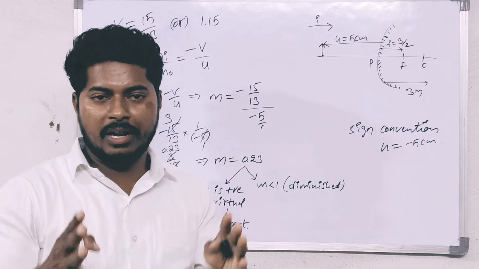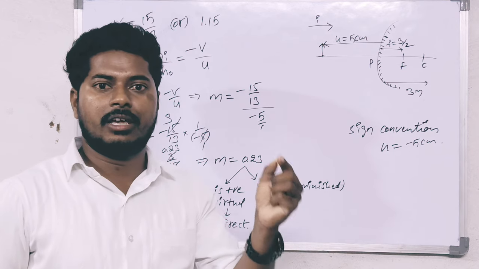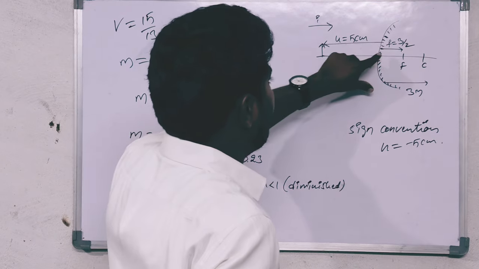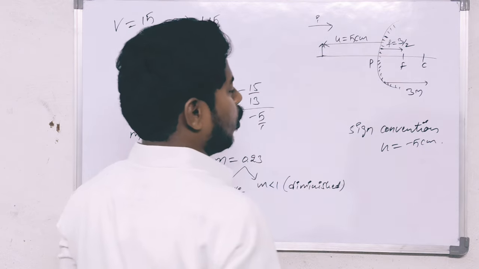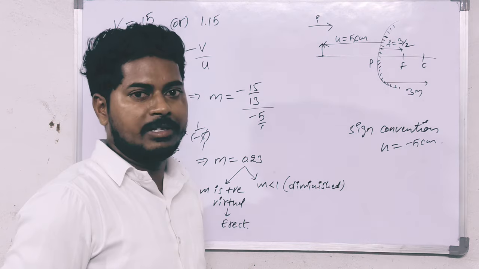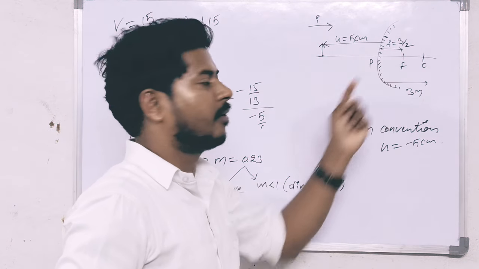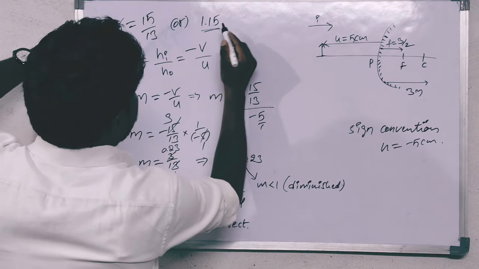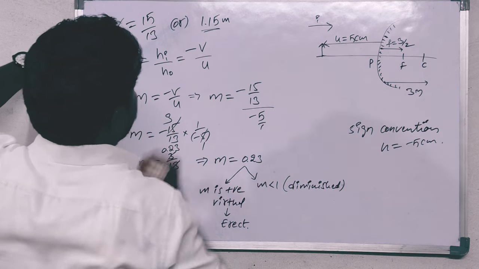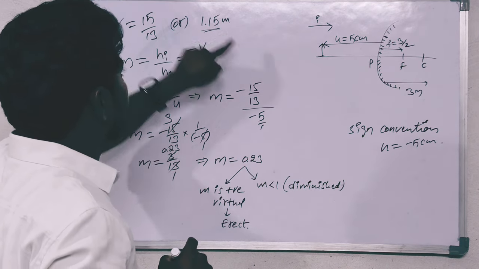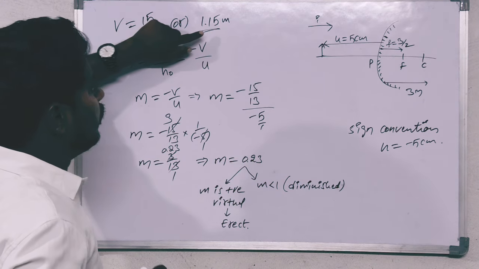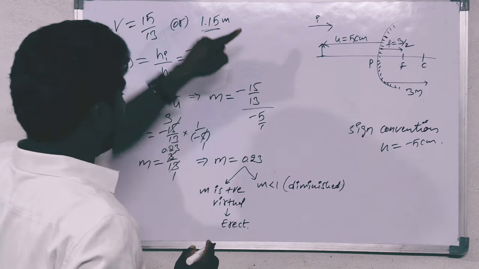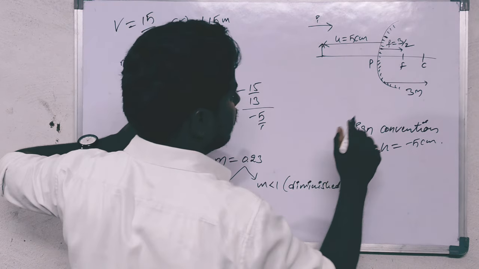Let the object be placed anywhere in front of the convex mirror, the image is always going to be formed behind the mirror. Let me check whether it is formed between the pole and the focus. Our image distance is 1.15 meters. If you cancel it, you will get it. So 1.15 is our image distance.